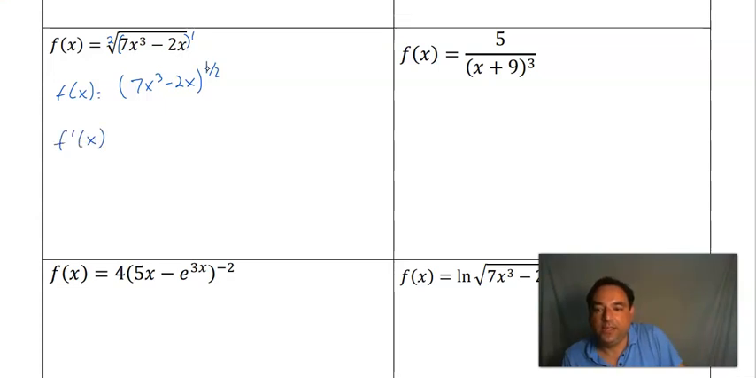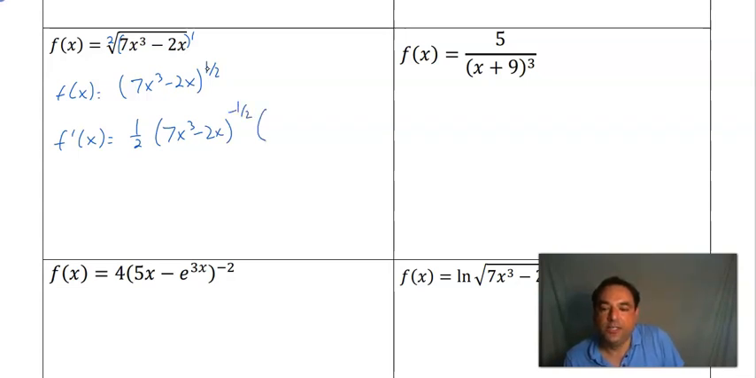Then you can take the derivative using chain rule. The 1/2 goes to the front. Inside stays the same, 7x cubed minus 2x. 1/2 minus 1 is negative 1/2. Then times the derivative of the inside. Derivative of 7x cubed is 21x squared. Derivative of minus 2x is minus 2.